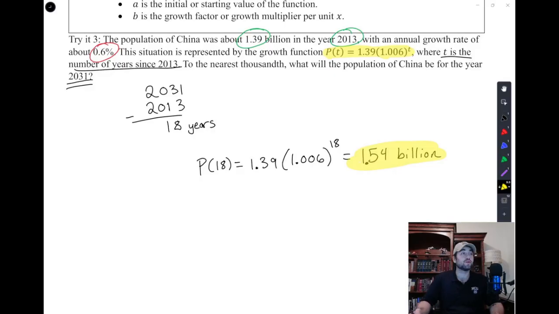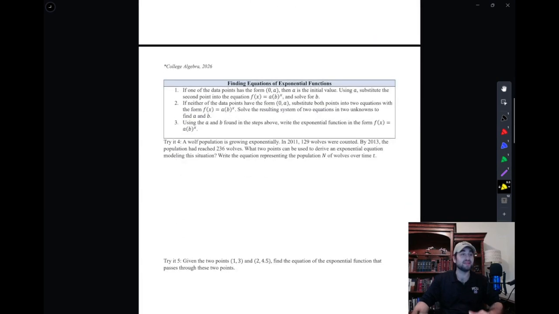And so the population grew in 18 years from 1.39 billion to 1.54 billion. And that's kind of what I was saying, is that populations grow fast because they're working with a base and a variable that's in the exponent. So as x increases, so does the exponent. And that's an interesting result that leads to fast growth or fast decay, which is what was instituted in Genesis 1. Hence, all of the people in the world.